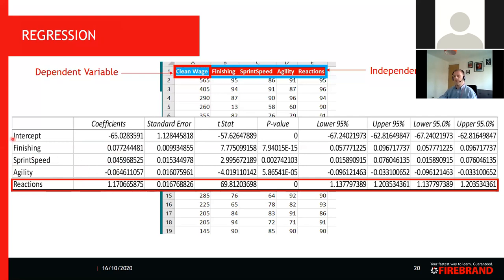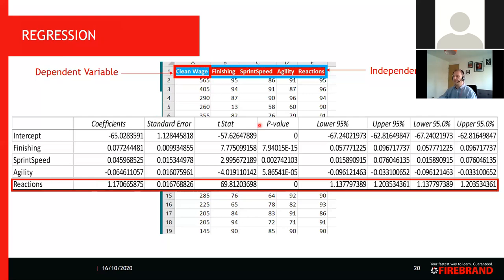So out of those four variables, the one that most closely relates to a big ticket variable, one we're super interested in, how much we pay footballers, because that's probably 99% of a football club's outgoings, is literally those 22 players they're paying. Reactions out of those four variables has the biggest relationship to clean wage.